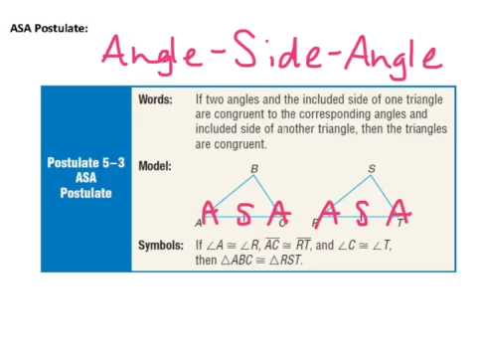Now, in a math statement, we can re-say what this model represents. If angle A is congruent to angle R, segment AC congruent to segment RT, and angle C congruent to angle T, then triangle ABC is congruent to triangle RST.